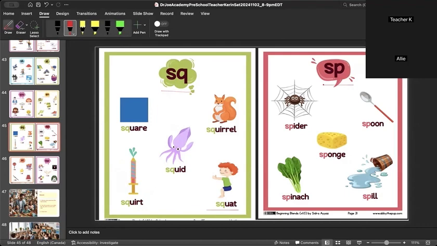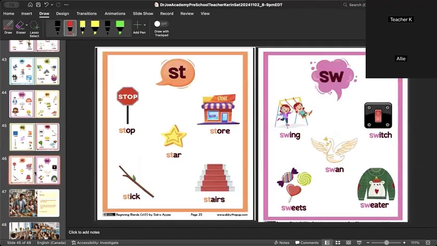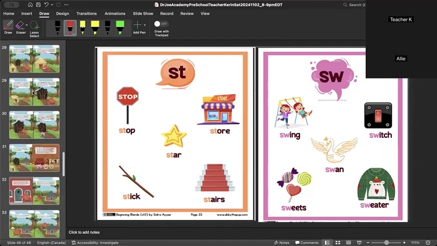Spider, stone, spoon, spill. What's this? Spinach. Yes, spinach. You're right. And this one. Stop, stars, door, stick, stairs. Swing, switch, swang, sweater, and sweet. Yep, you are right. And that brings us to the end.